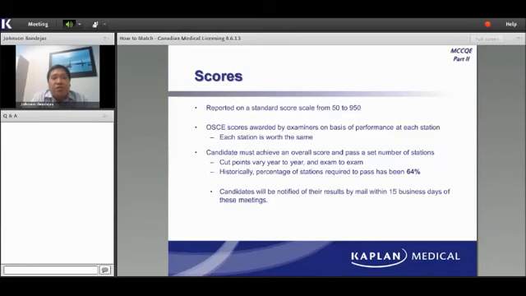Again, the scores will be on the standard score scales of about 50 to 950, and the scores are awarded on the basis of performance at each station. Now, the cut points to pass the examination vary every year and every examination, but it is best to acquire at least a 64% pass mark in each station.